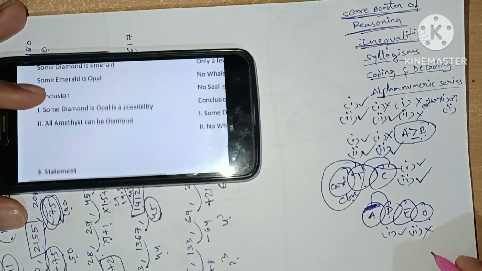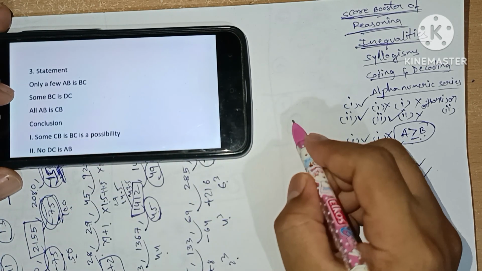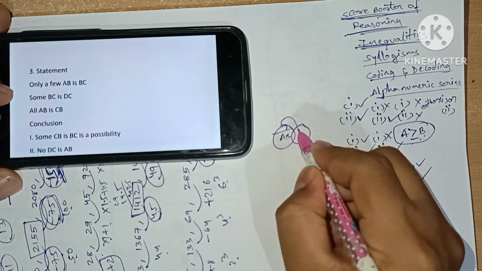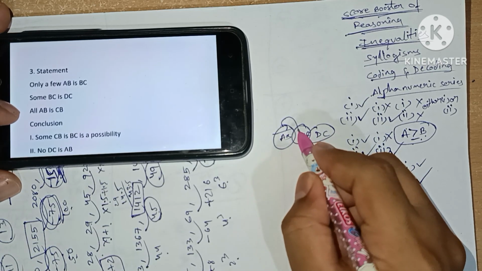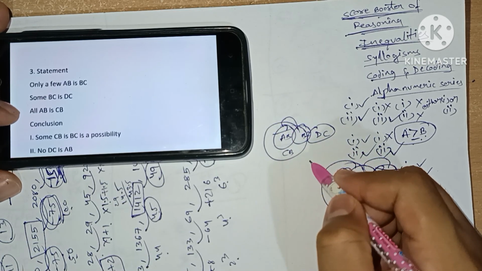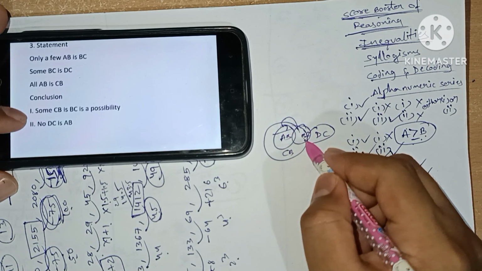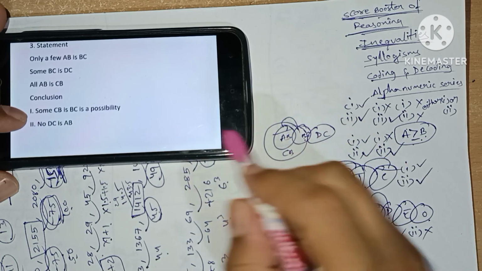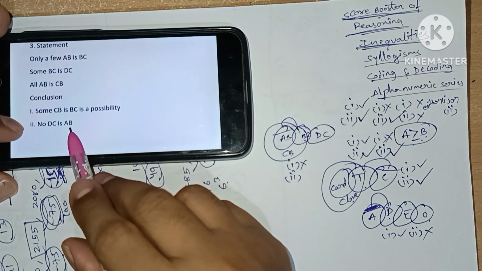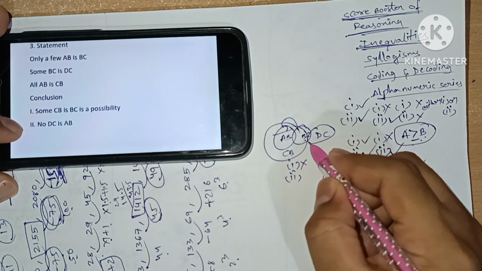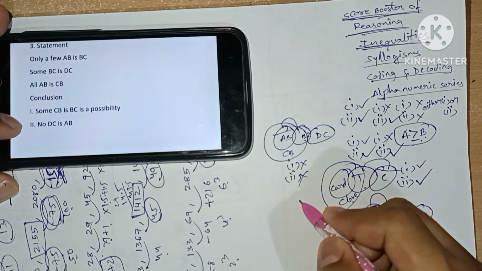Next, third question, only a few AB is BC. Some BC is DC. All AB is CB. Let's see conclusions. Some CB is BC. Some CB sharing with BC is a possibility. It is already sharing and it is saying possibility. So first one is false. Second one, no DC is AB. So we check whether some DC can be AB or not. Some DC can share with AB. Yes, it is possible. Some case possible means no case fails.